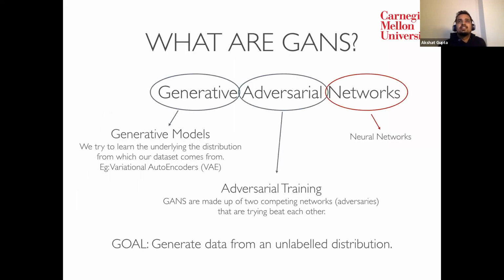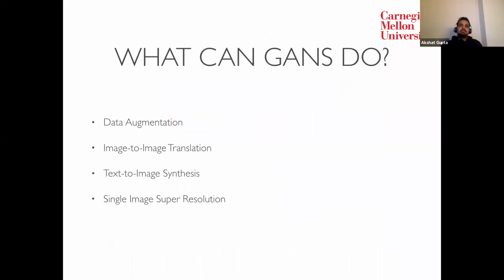To start off with the GANs recap. So what are GANs? GANs are generative models. By that, we mean we're trying to learn the underlying distribution from which our data set comes. VAEs do the same thing; GANs just do it a little better. And the adversarial component there is that GANs are made up of two competing networks who are adversaries of each other. And in their competition, we end up with something that's able to generate data from the same distribution that our data set is coming from, and the neural networks.